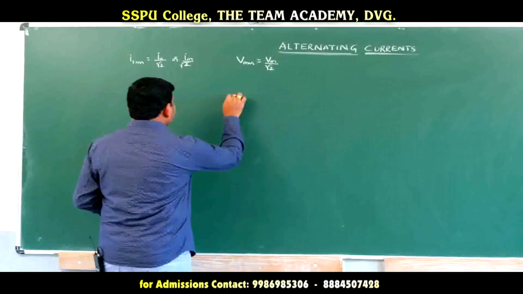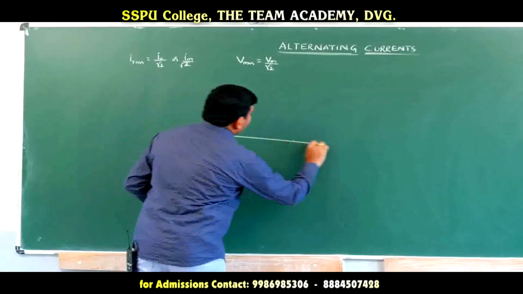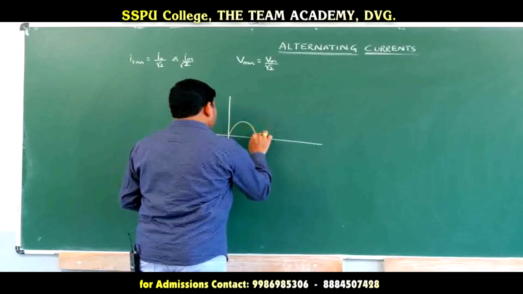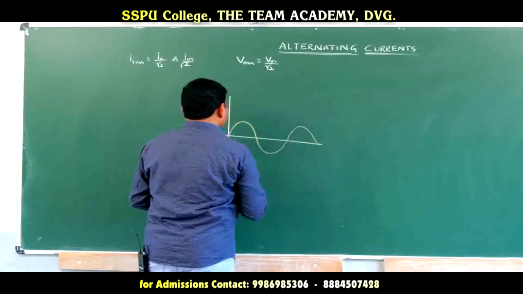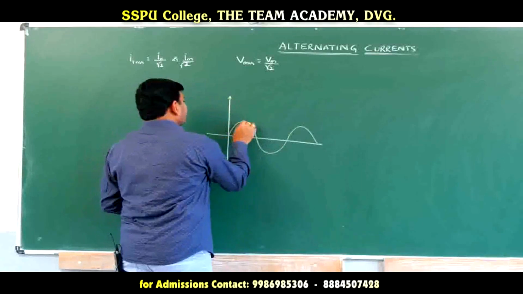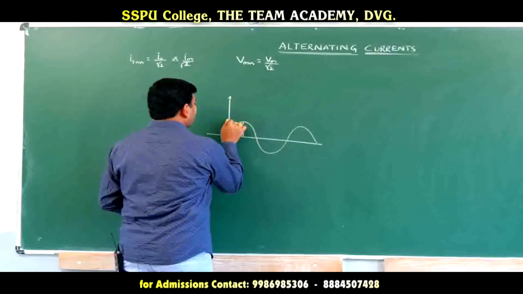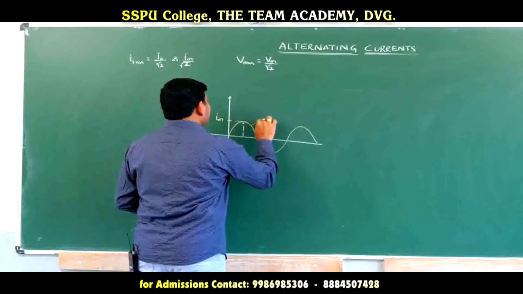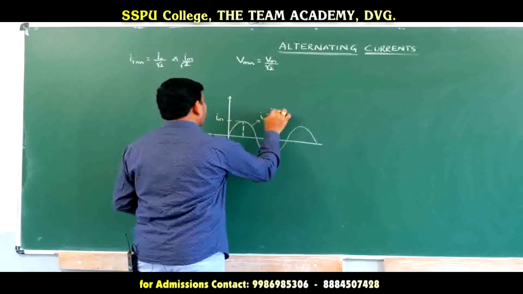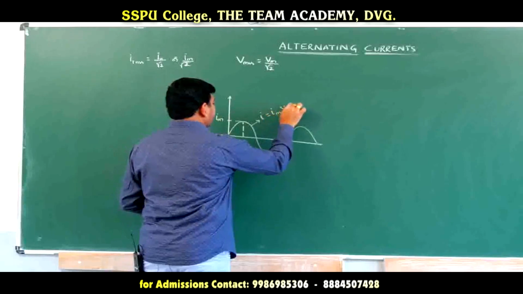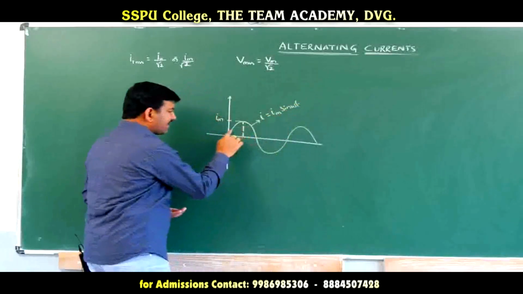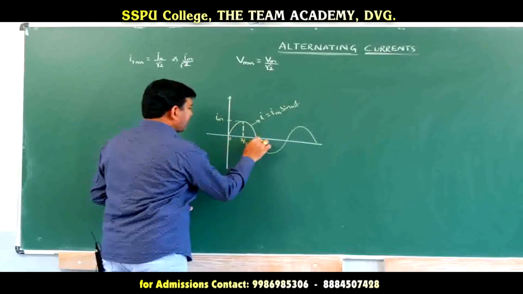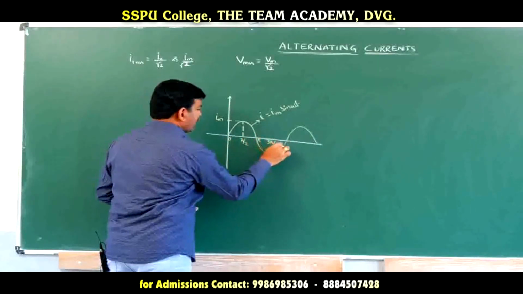As this is the graphical representation of AC current, the maximum value of current is equal to Im, and the instantaneous current is I = Im sin omega t. Over a full cycle from here to here, this is 0, this is pi by 2, this is pi, this is 3 pi by 2 and this is 2 pi.